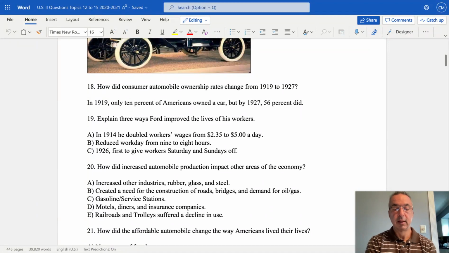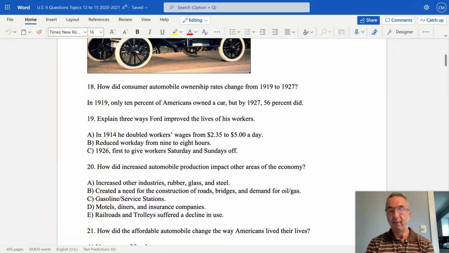So increased industries like rubber, glass, and steel, they're pretty much the raw materials for the automobile. And of course, if you want to move that car from place to place, roads, bridges, demand for oil and gas, service stations, gas stations. And then as you move along a roadway, eventually highways, you have motels and diners and insurance companies for the cars. And then on the reverse side, railroads and trolleys and things like that, they suffered a little bit and they saw their usage go down.